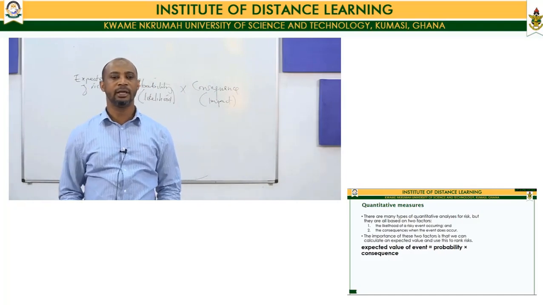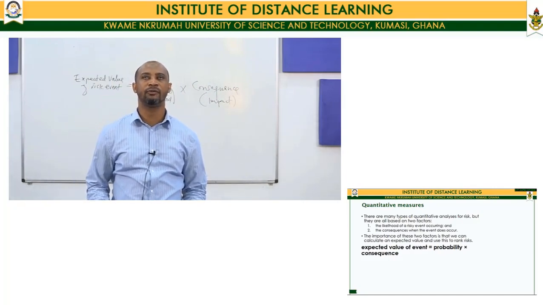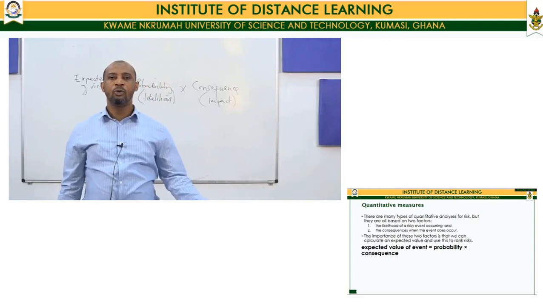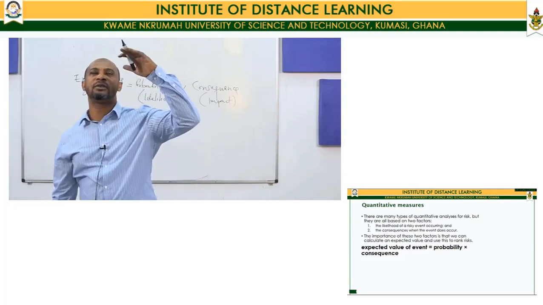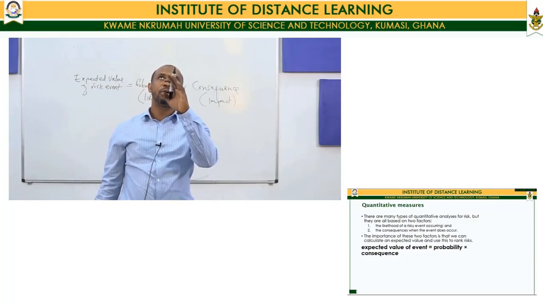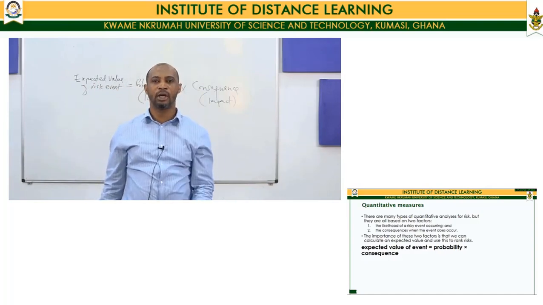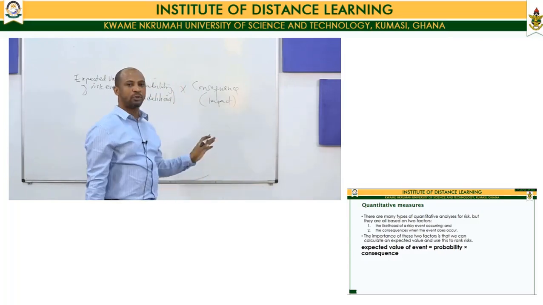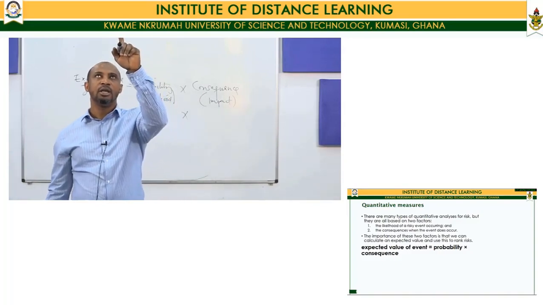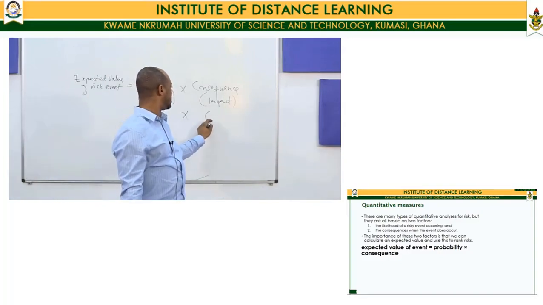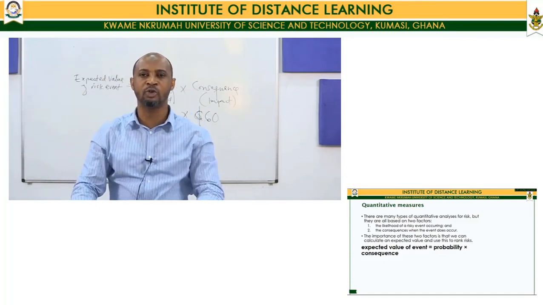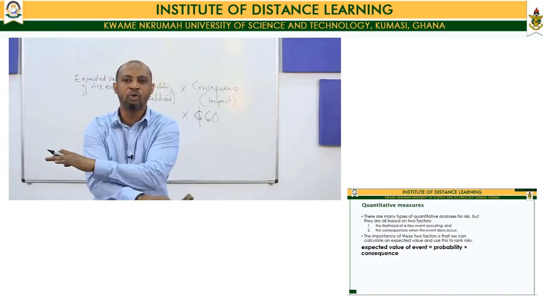So take for granted that I want to do an analysis of this fan hanging up here. I will look at what happens if this fan should fall to the ground. If looking at this fan, should it fall to the ground, chances are I cannot pick it. So consequence will be the value of the fan. This fan is like 60 cedis. So the consequence is 60 cedis because when the fan falls, I am assuming that I will not pick it.